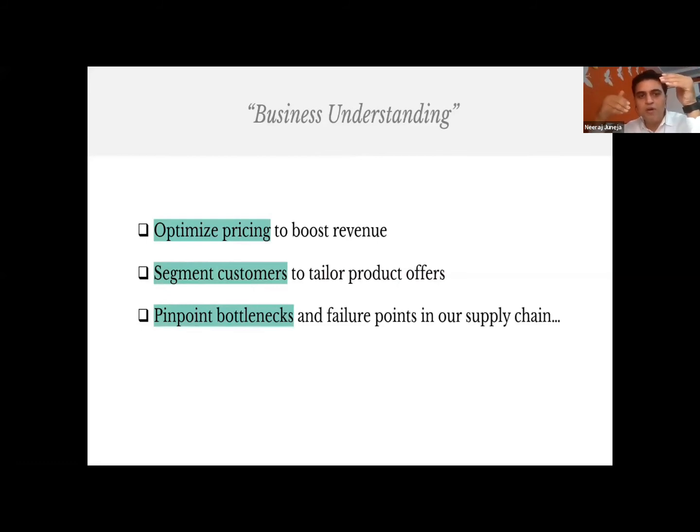So these three problems, they are catering to different functional areas of the business. The first one is catering to pricing decisions. The second one is catering to the market segmentation based on the customer profile. And the third one is catering to the problem areas in the supply chain, right?